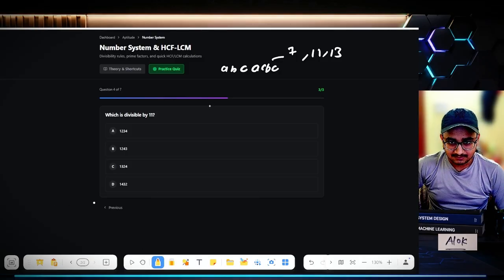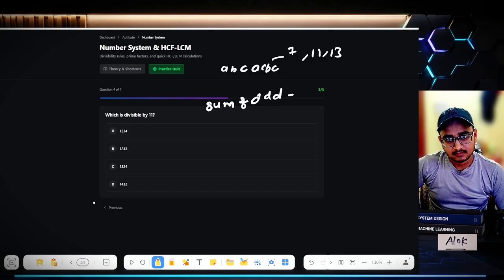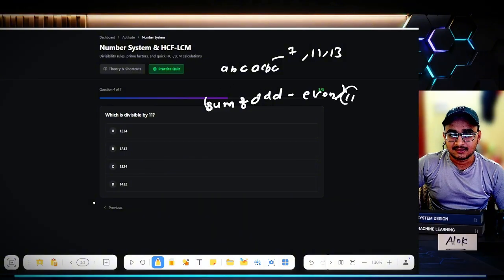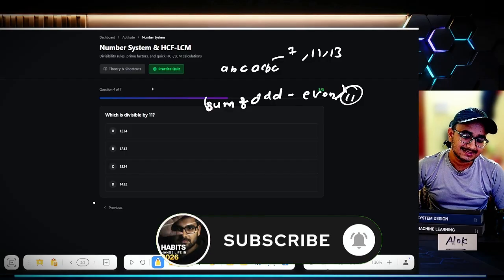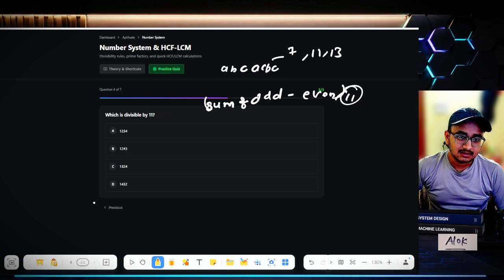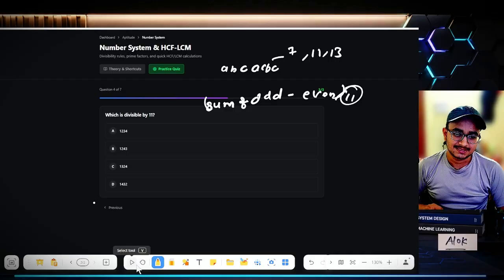The sum of odd place digits minus the sum of even place digits should be divisible by 11. Let me solve it quickly in mind. 1 plus 3 is 4, then 2 plus 4 is 6, so the difference is 2, which is not divisible by 11. Then 1 plus 4 is 5, and 5 minus 5 is 0. Then option B is going to be your answer because 0 is divisible by 11. Okay, we select option B.